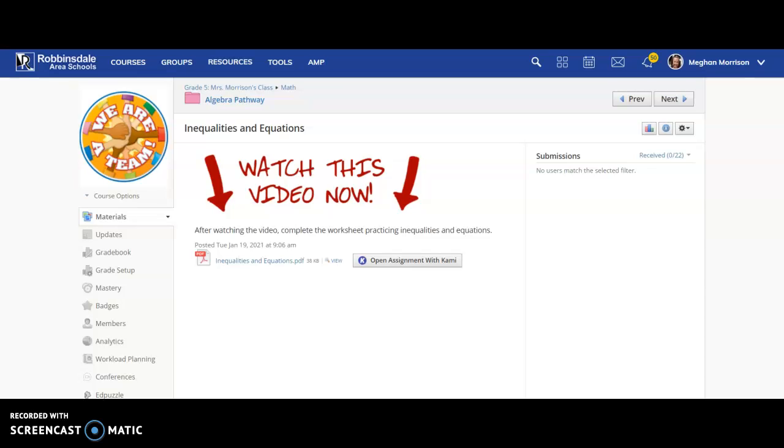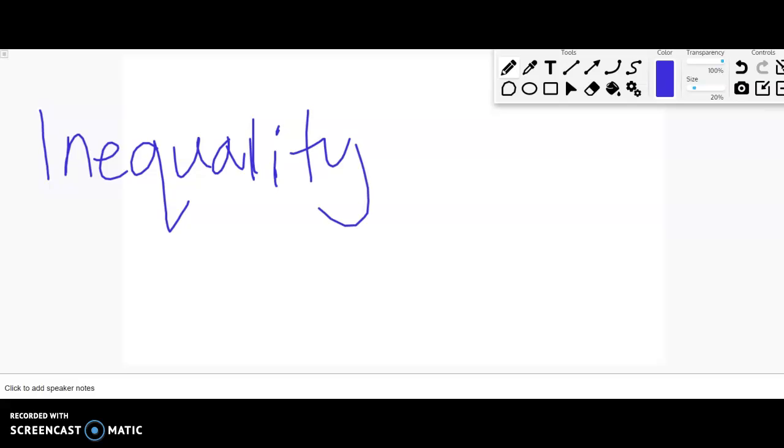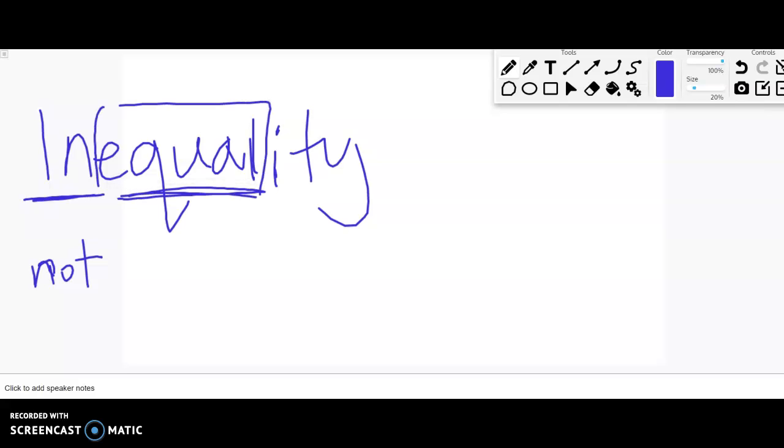Okie dokie, for this assignment, we are going to be looking at inequalities and equations. So whether two things are equal to each other or not. Because if you look at the word inequality, the prefix in means not. So equality has to do with things being equal. So an inequality is where things are not equal.